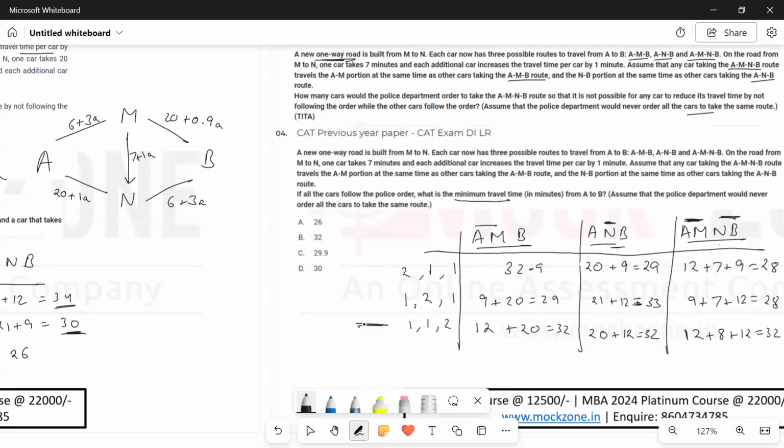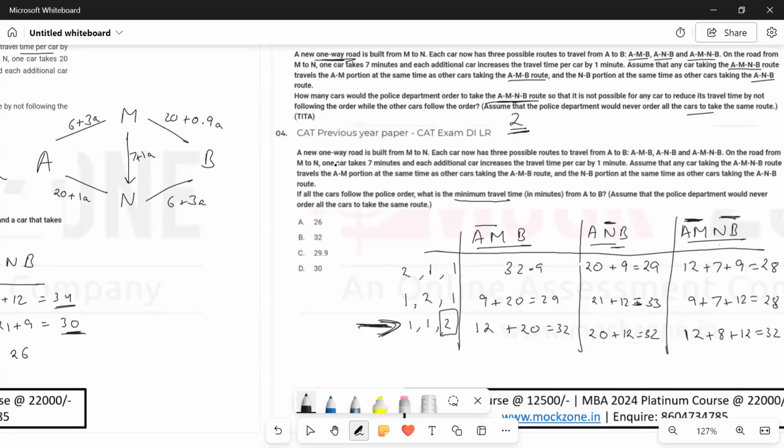So in this case, we see that all the cars take 32 minutes. That means even if they change the route, it won't help them because each route is taking 32 minutes. So how many cars would the police order to take the A and B route? Two cars. तो इसका आंसर क्या है? Two.